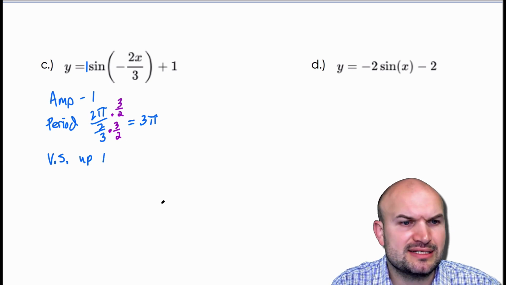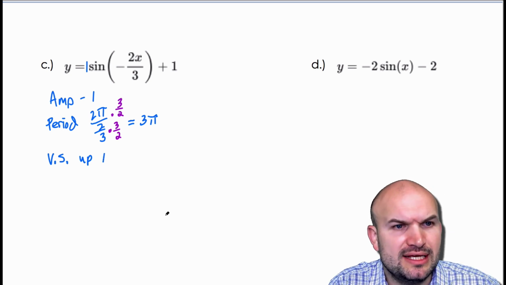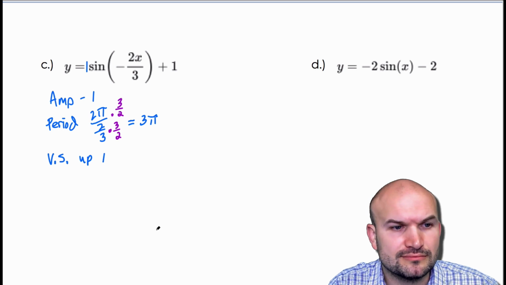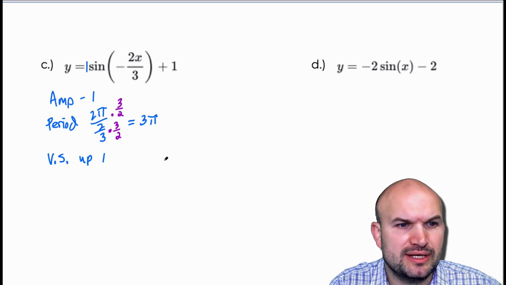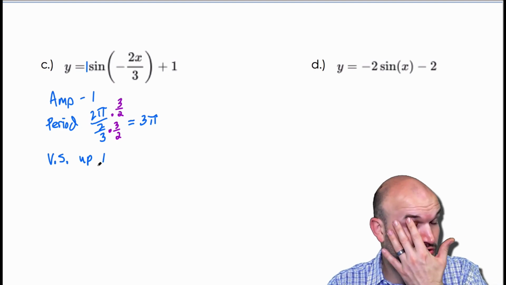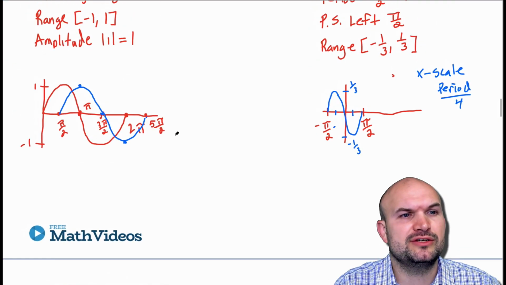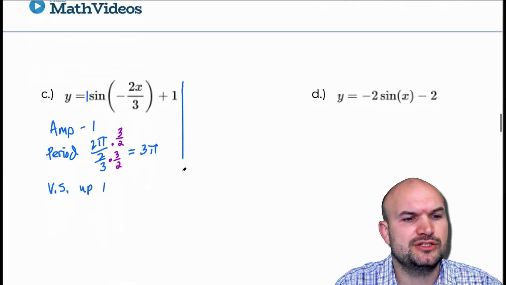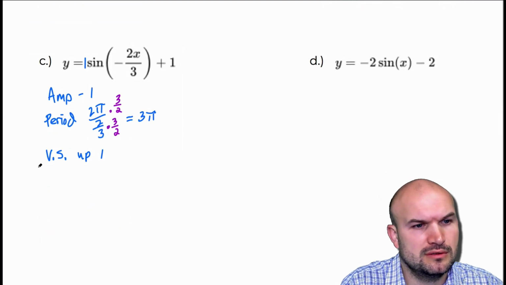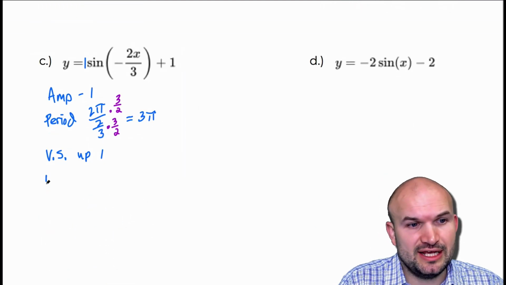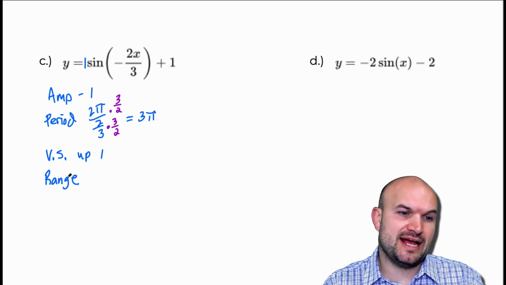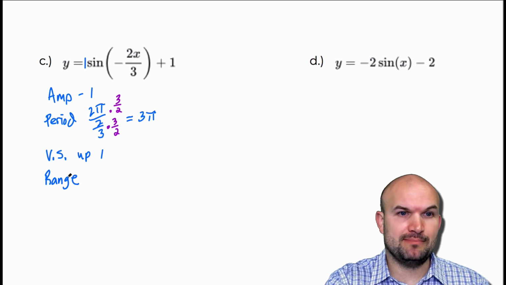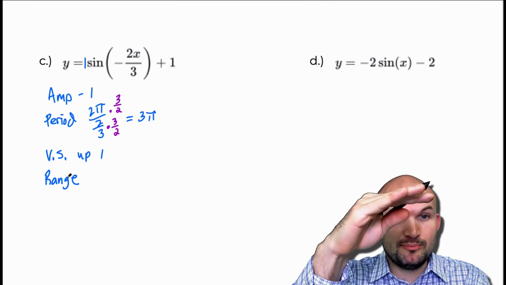All right, the next thing that we're going to be looking at is identifying the, what else we got to do? Amplitude, period, vertical shift. We got to look at the range, right? Yeah, the range. So the range is, if we didn't have that vertical shift, this graph would just go from -1 up to +1, right? But now the graph is being shifted up 1 unit.